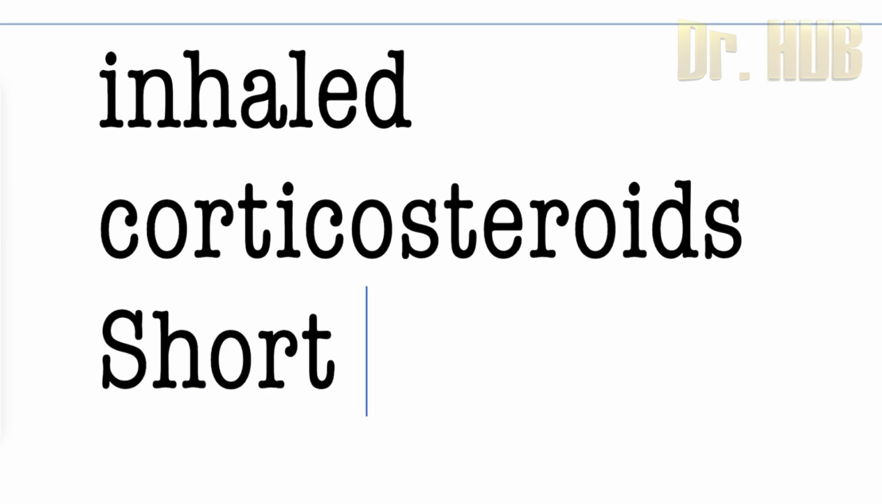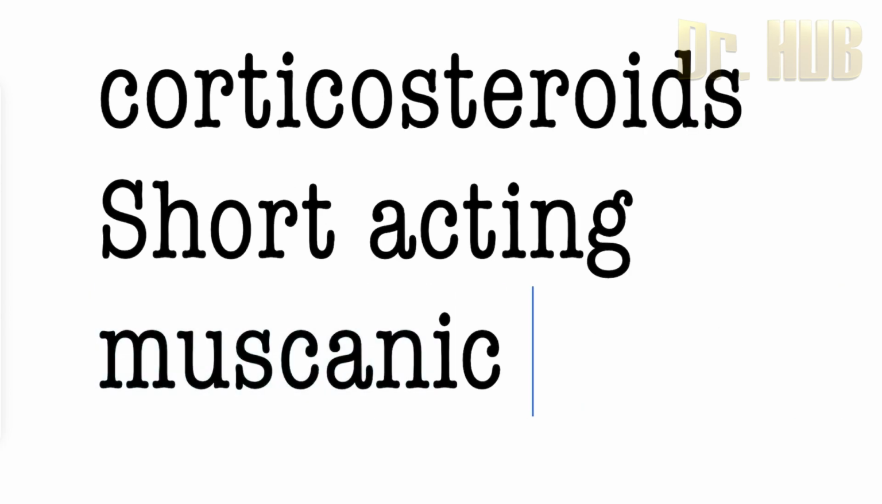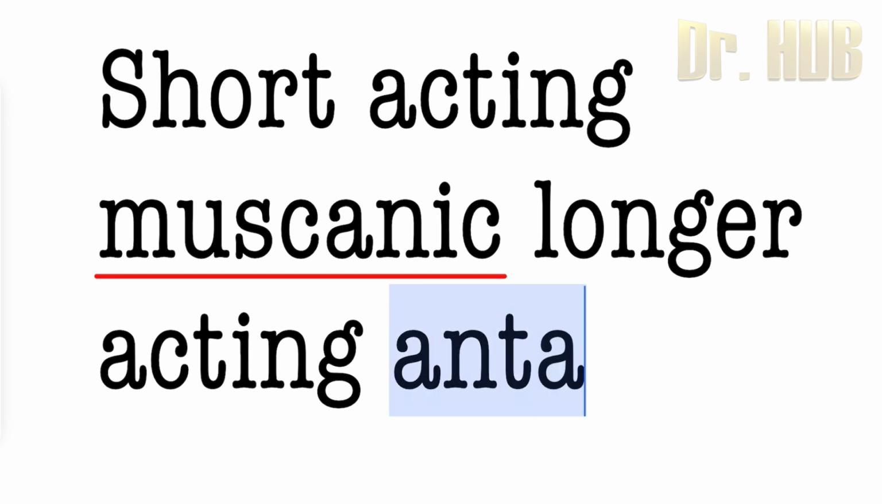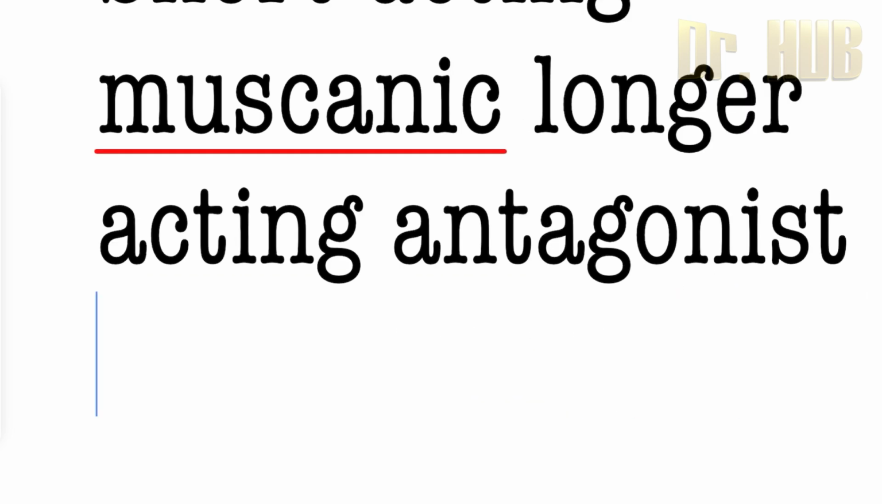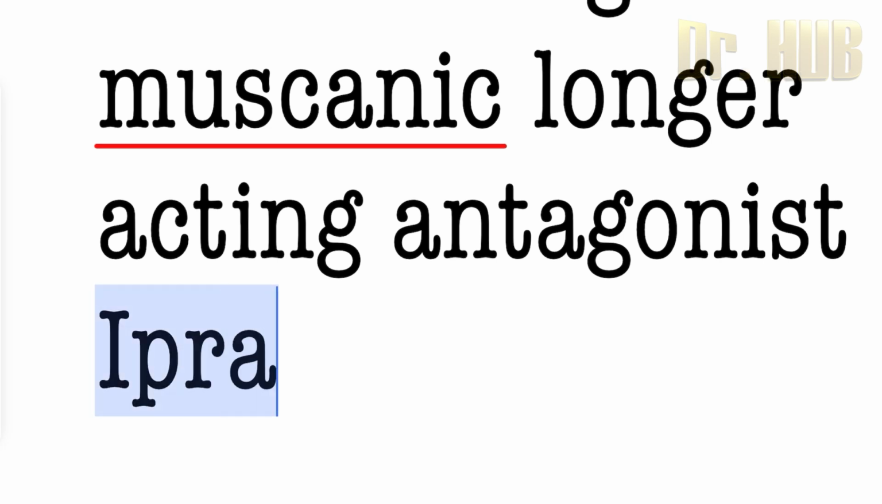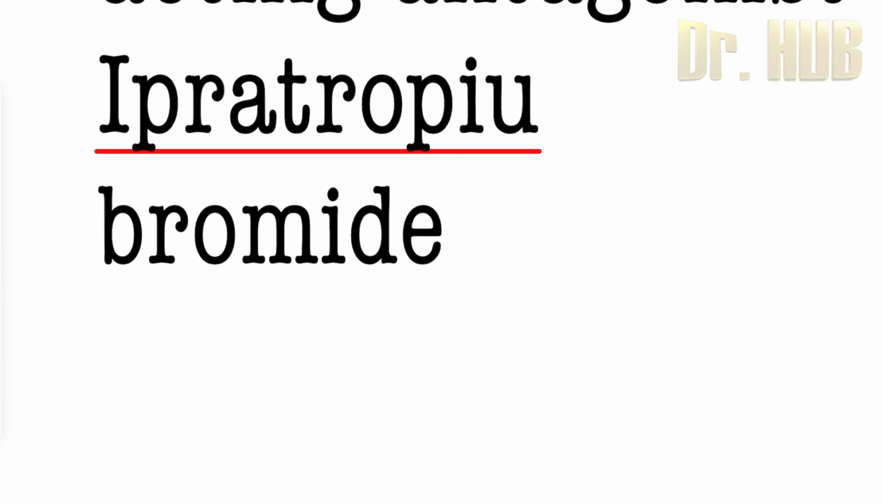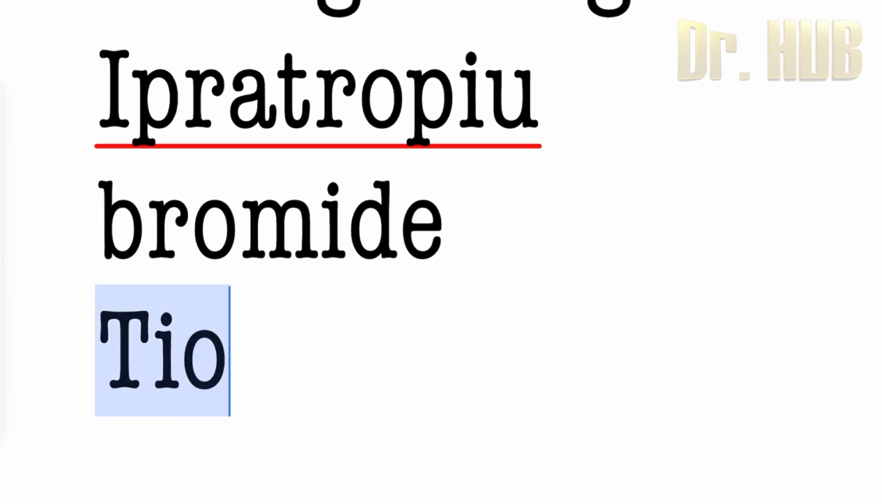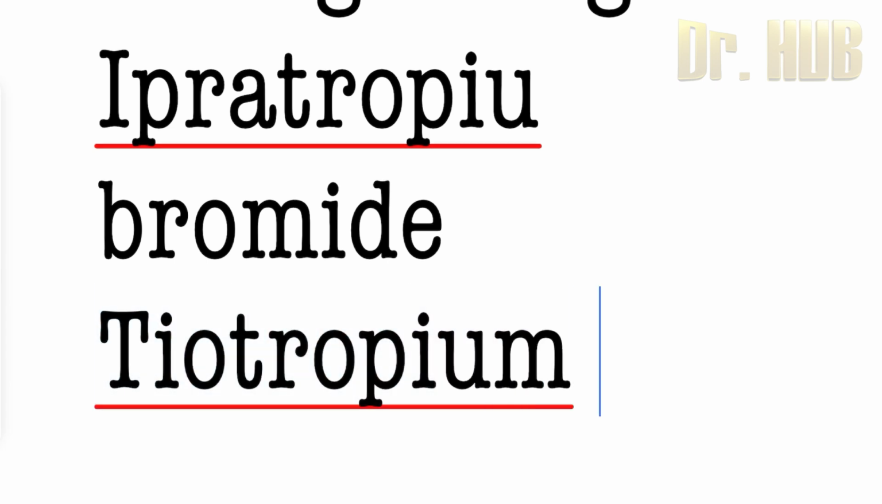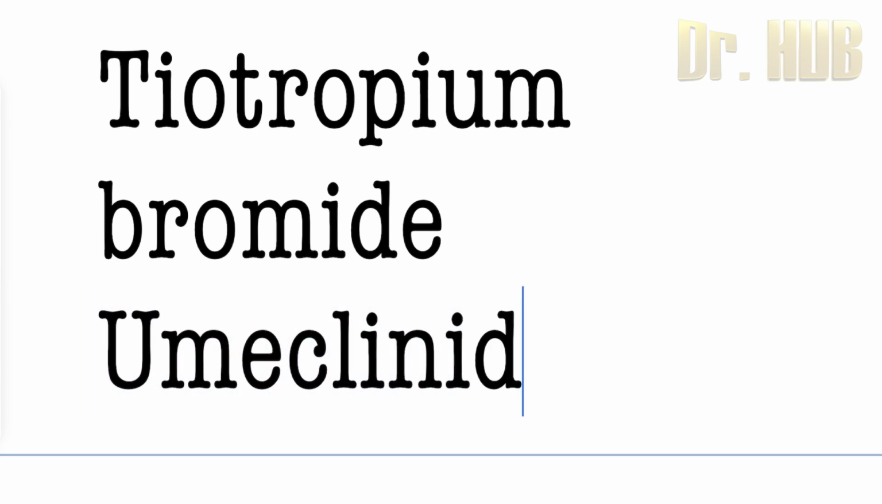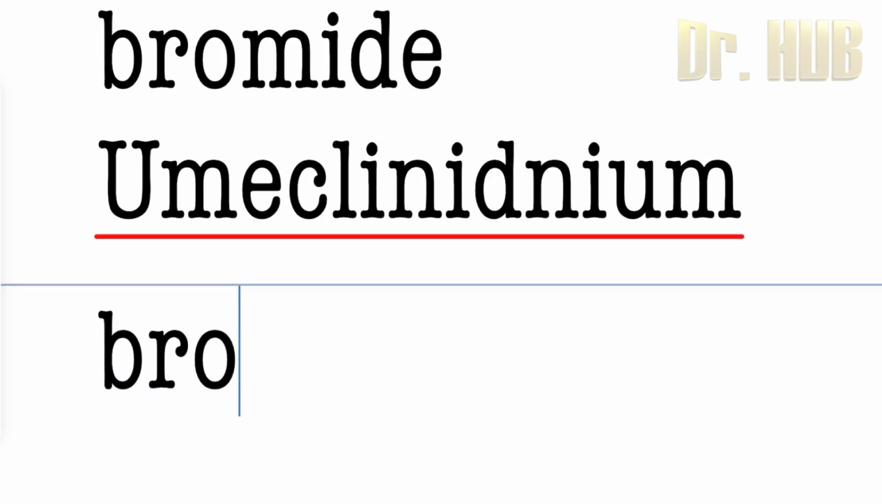Then we move on to the short-acting muscarinic antagonist and the longer-acting muscarinic antagonist. Here the drugs include ipratropium bromide, and also other drugs such as tiotropium bromide, glycopyrronium bromide and umeclidinium bromide.